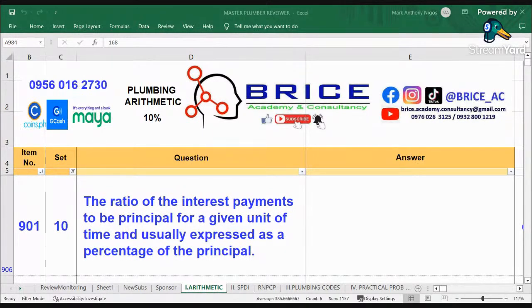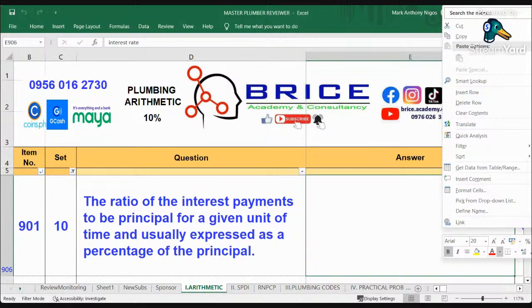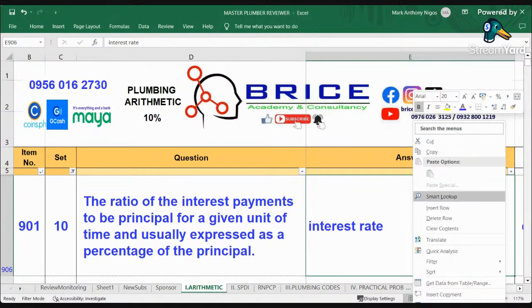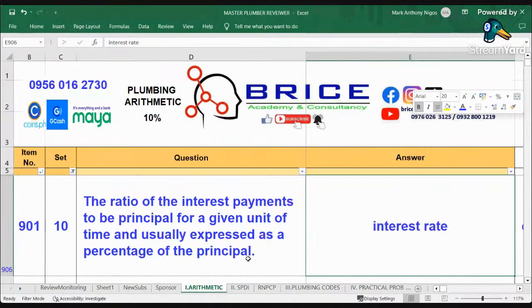901. The ratio of the interest payments to the principal for a given unit of time, usually expressed as a percentage of the principal. The answer is interest rate. So interest rate is the ratio of the interest payments to the principal for a given unit of time, usually expressed as a percentage of the principal.